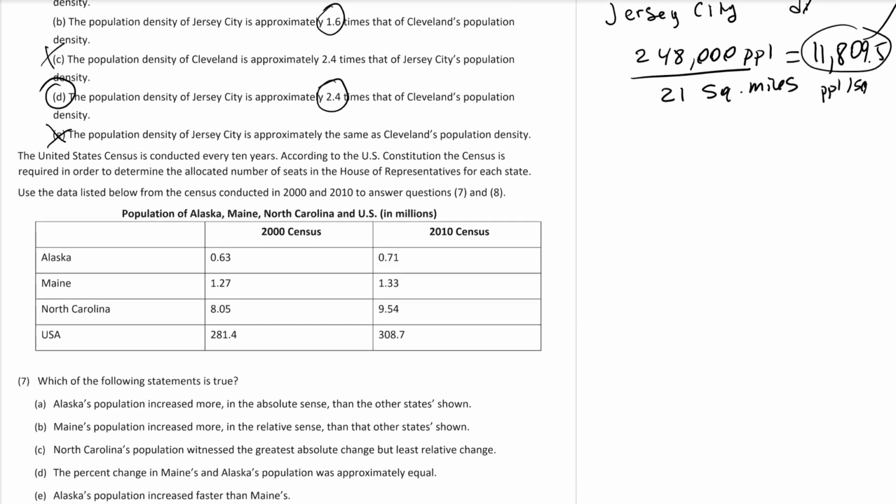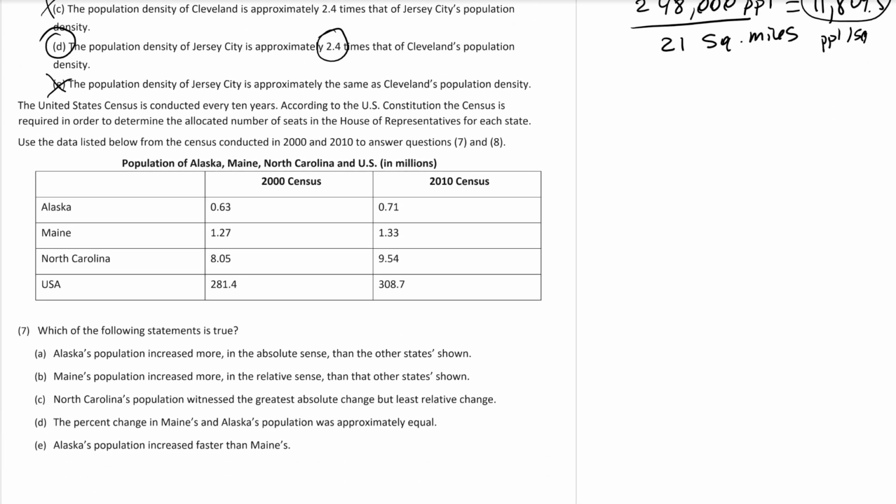All right, so for the next two questions, we need this table. It gives us the population of 3 states and the United States as a whole between the 2000 and 2010 census, in millions. Which of the following is true? So it's talking about the relative change. So we want to compute the relative change for each one of them.